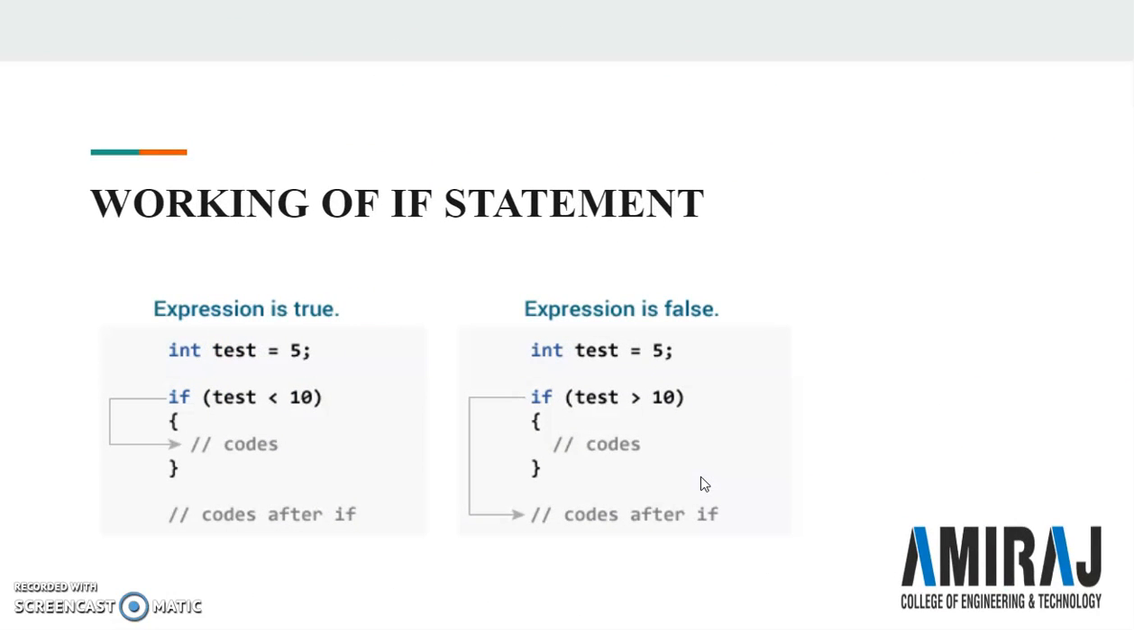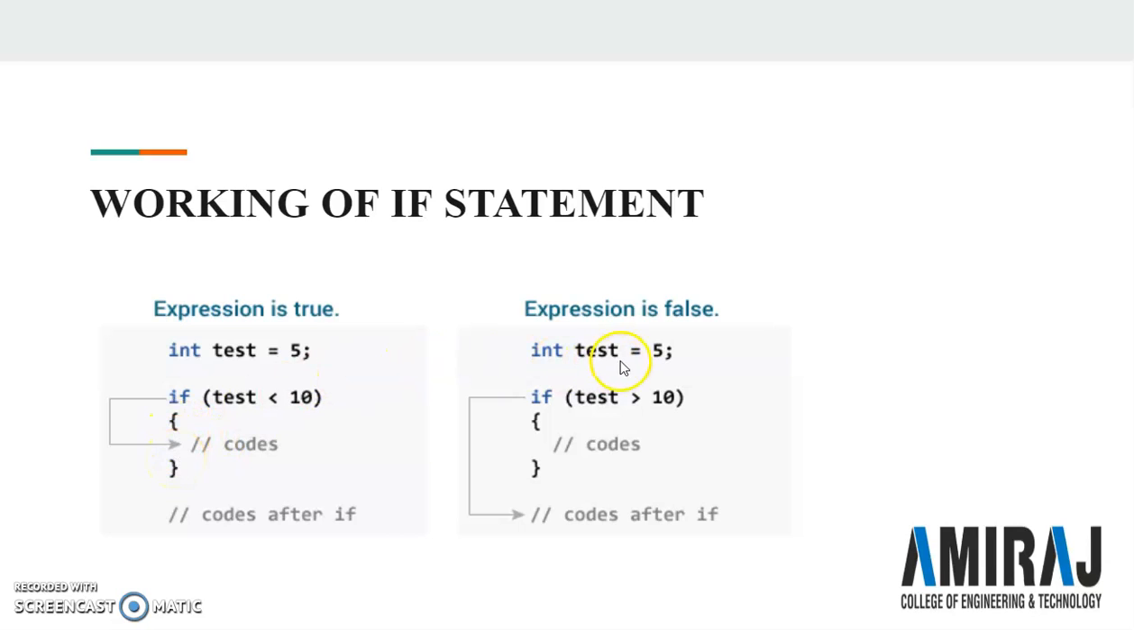So let's understand the working of the if statement. There are two scenarios. First one, if the expression is true. Here is the test variable with the integer data type equal to 5, and here we have written the if statement. The condition is test less than 10. Your test value is 5, so 5 is less than 10, which is correct, so it will execute the code which is written between the curly brackets of the if.